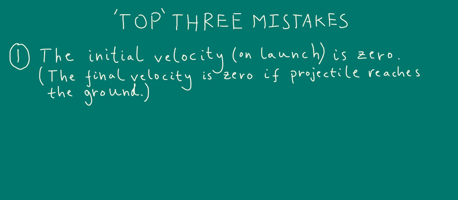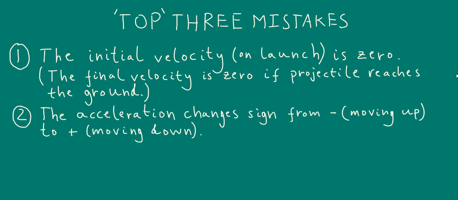The second mistake that I see over and over again is that some students think that the acceleration of the projectile changes sign from negative when the projectile moves up to positive when the projectile is moving down. This mistake stems from students forgetting or not realizing that acceleration is a vector, and in the absence of air resistance, the acceleration is constant throughout.